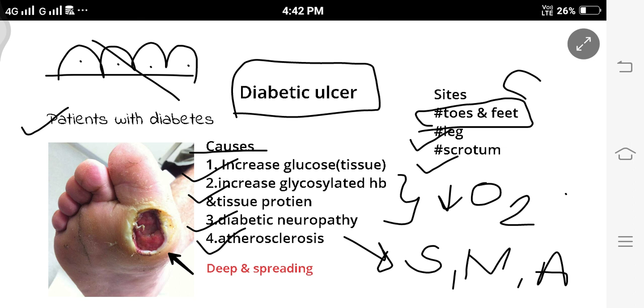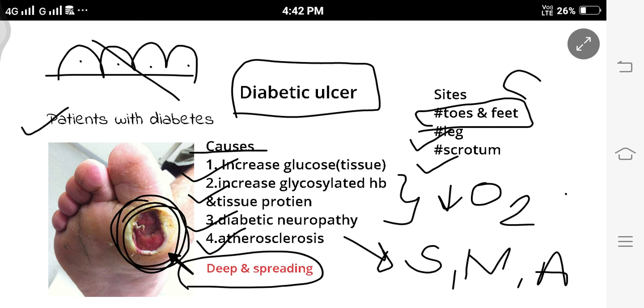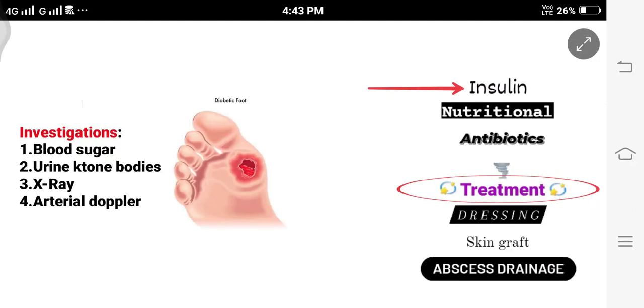Now the diabetic ulcer is very deep and spreading. In the picture we can see the deep and spreading ulcer. This is a deep and spreading type of ulcer. So we studied that the diabetic ulcer is what? It is an ulcer which occurs in the patient with diabetes. It is deep and spreading. The four causes: increased glucose concentration in the tissue, glycosylated hemoglobin and the tissue protein, diabetic neuropathy, and the atherosclerosis.